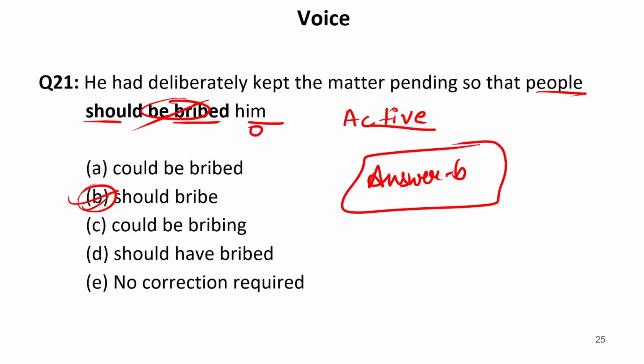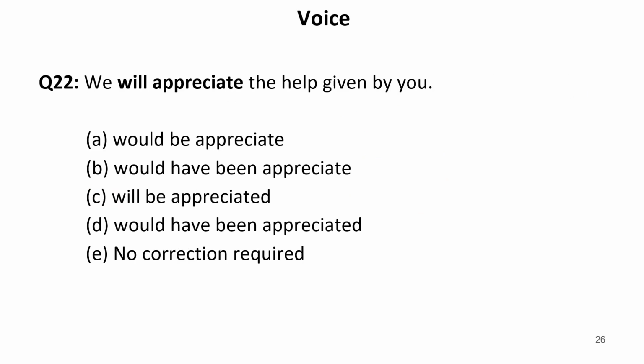Now let us move to the next one. We will appreciate the help given by you. Here it is written we will appreciate the help. So this is the object. Now, given by you is the passive structure. The subject is we, then will appreciate what? The help, so this is the object. Now, given by you is past tense, so it is actually the third form. It is the passive part.